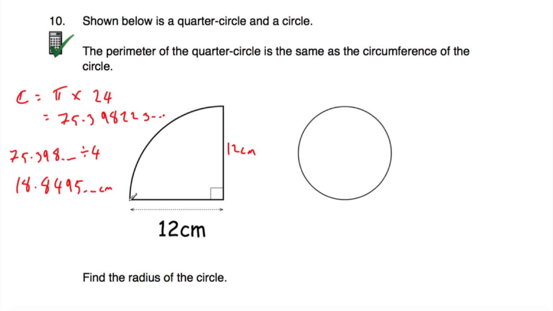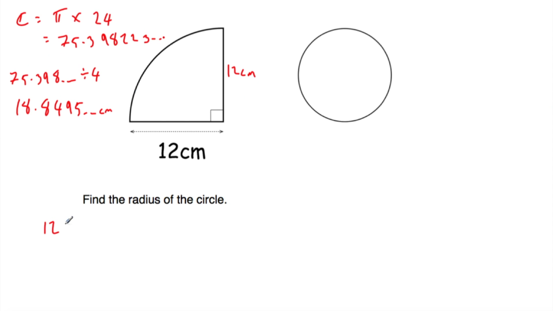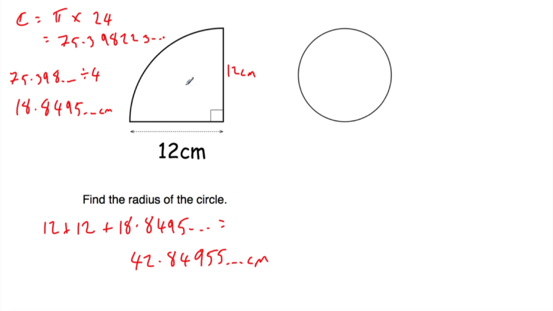And if we add the 12 and the 12 down, that would give us the perimeter of the quarter circle, which is fantastic because then that's the circumference of the circle. So let's work out what that would be. So 12 plus 12, and then plus our 18.8495 and so on. That's on my calculator display already. So plus 12 is equal to 42.84955 and so on centimeters. So that is the perimeter of the quarter circle.